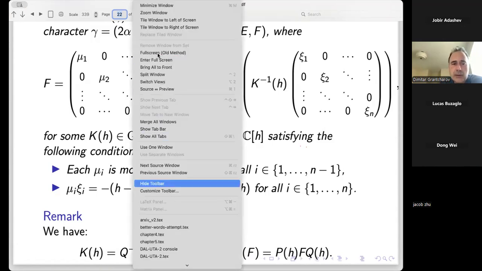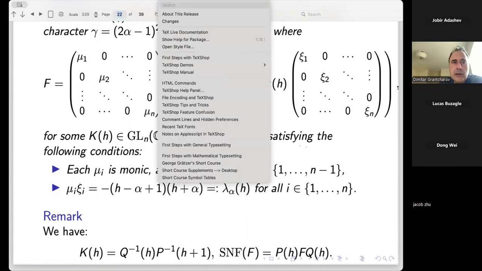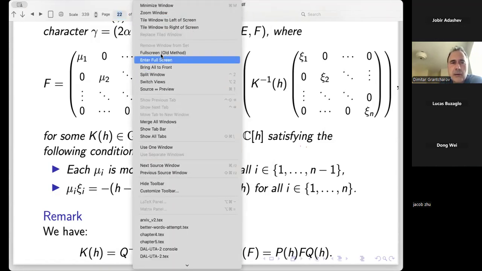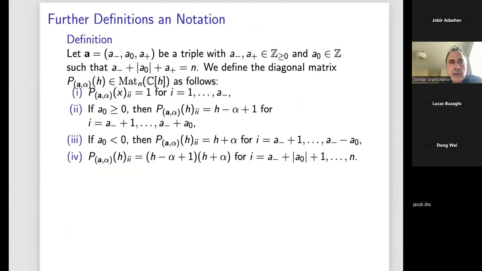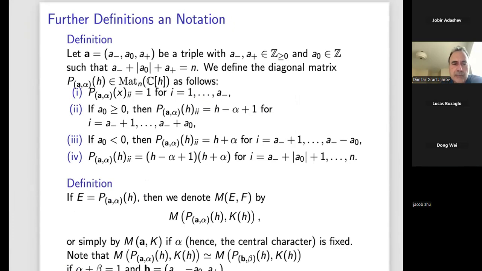Okay, so then we can go to the next slide, which is a bit technical. So let me just tell you what you see here with so many indices and letters.